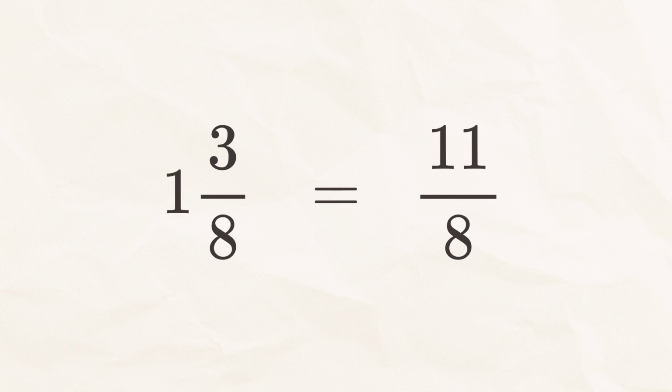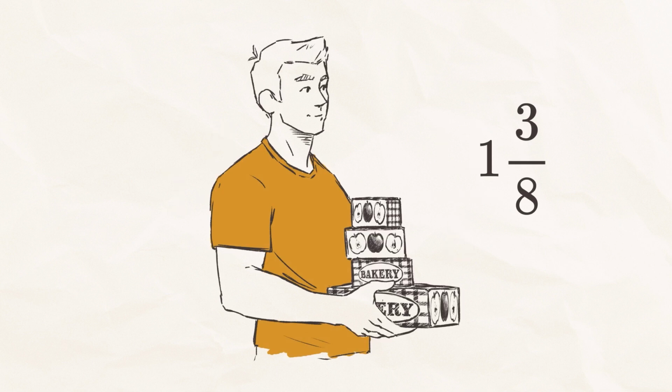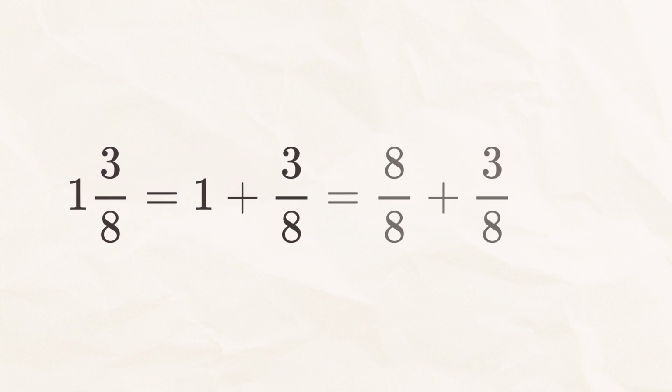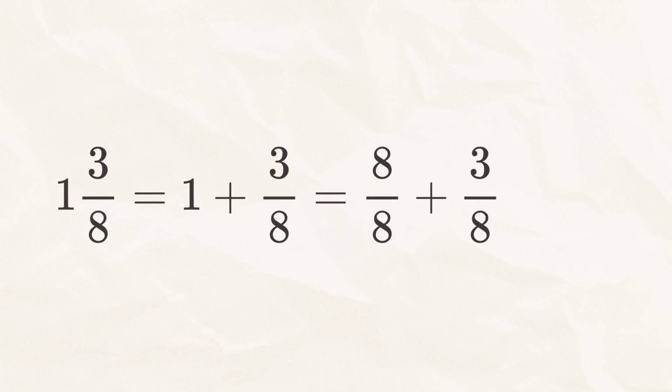But sometimes it's easier or better to think of an improper fraction as a mixed number. In this case, it saved Joe some money and kept some extra packaging out of the landfill. A mixed number is the same as taking the whole number part and adding the fraction to it. And anytime a fraction has the same number for the numerator and the denominator, it's equal to 1. 8/8 is just another way of saying 1. So the numbers still add up to 11/8.